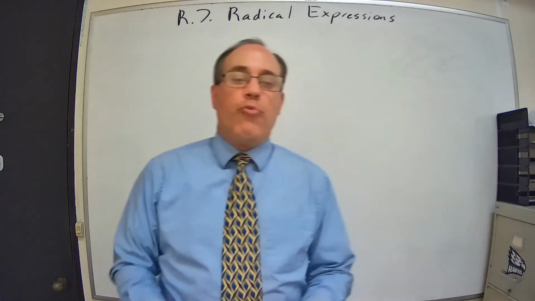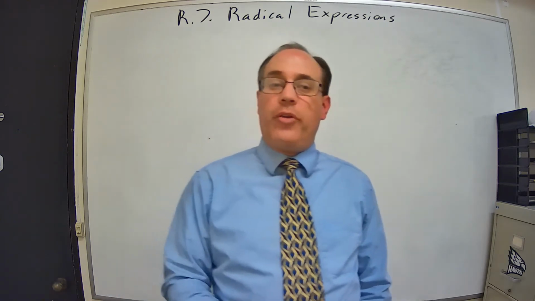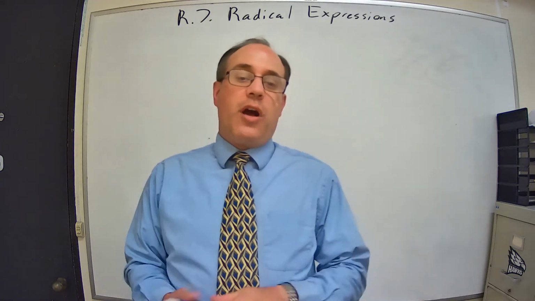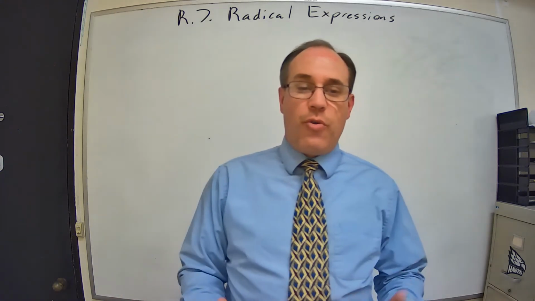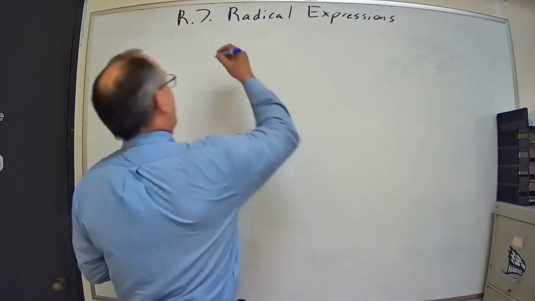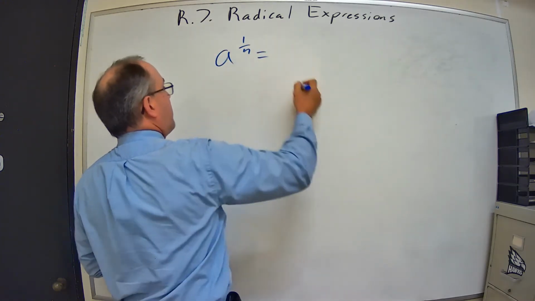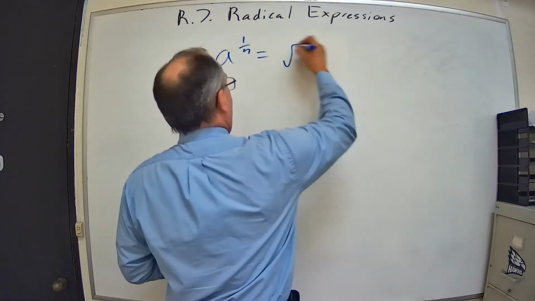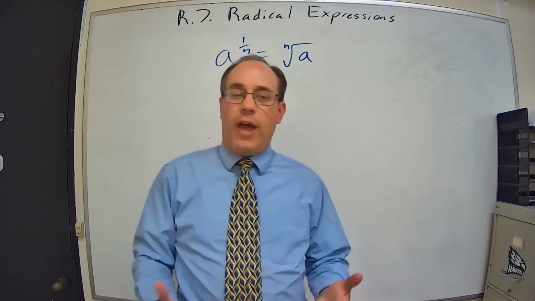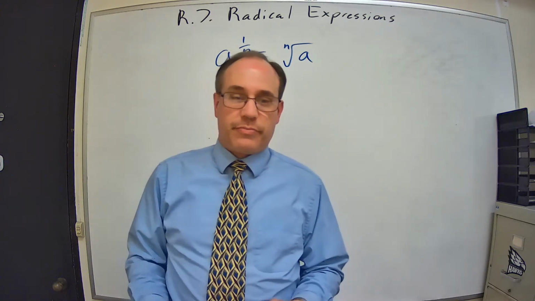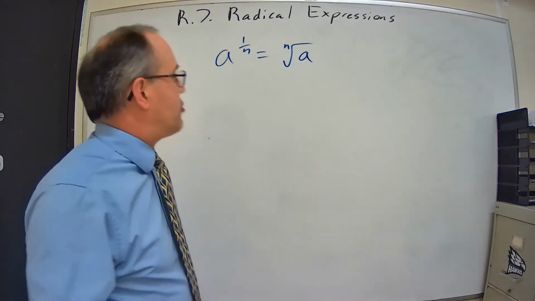Section 7, radical expressions. We've already talked a little bit about radicals because we talked about rational exponents. So we had a to the 1 over n is equal to the nth root of a. So we're already talking about radical expressions. Now, let's just go back into this as a refresher.